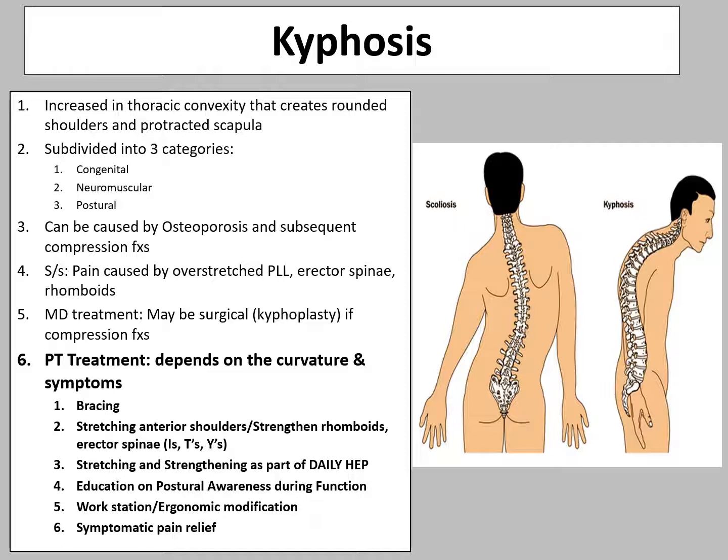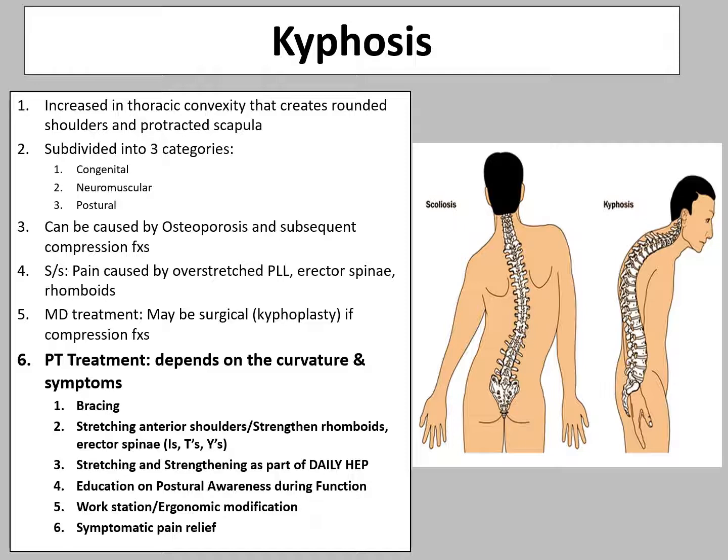Kyphosis is a posture that is identified by a thoracic convexity, which you can see in that picture to the right, and what goes along with that is rounded shoulders and protracted scapula, which we already know from talking about the shoulder, our scapular stabilizers, and that scapulohumeral rhythm, that having a kyphotic spine is going to impact our patient's range of motion at their shoulder.